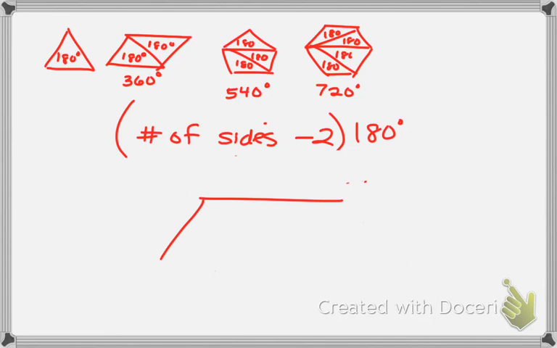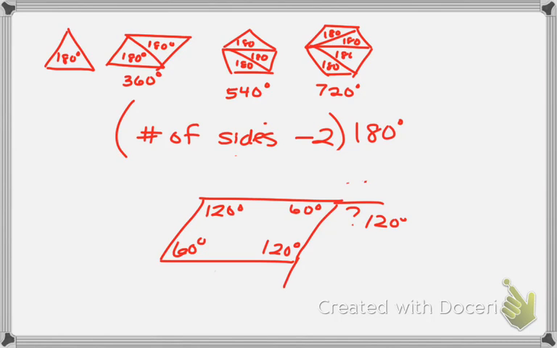What if I turned it into a parallelogram? So let's go like this. I'm going to make this 60, that one 120, that 60, and that one 120. What would be this exterior? 120. What would be that exterior? 60. What would be the other two? 60 and 120. Add those up, what do we get? 360.